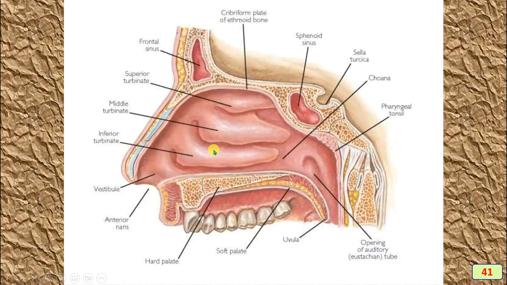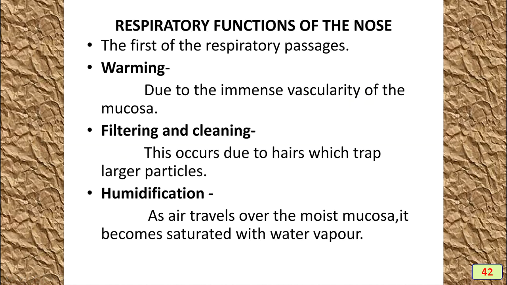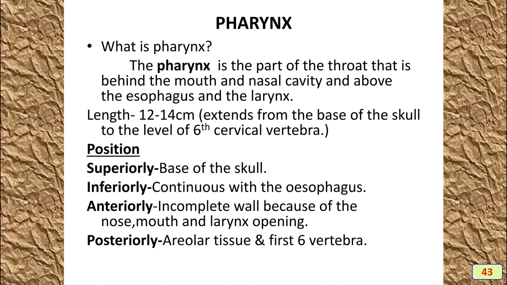Then there are bones called the turbinate bones: middle turbinate and superior turbinate, and the frontal sinus is present in human beings, and animals also have a similar type of sinus. Then the respiratory function of the nose: it is the first of the respiratory passage, and it warms the air for filtering and cleaning. The nose contains hairs which trap larger particles, and also provides humidification. As air travels over the mucosa, it becomes saturated with water vapor.